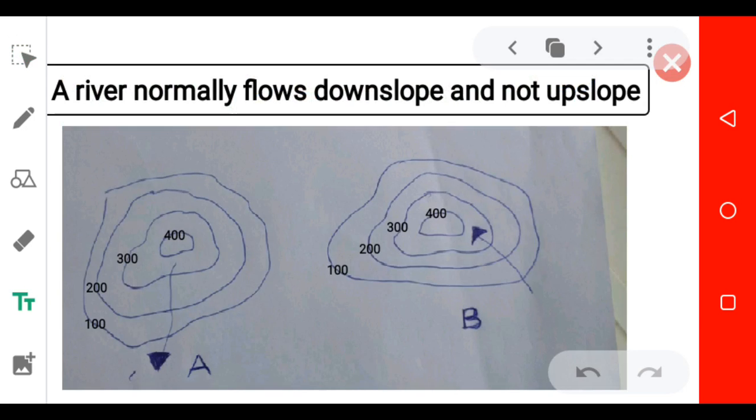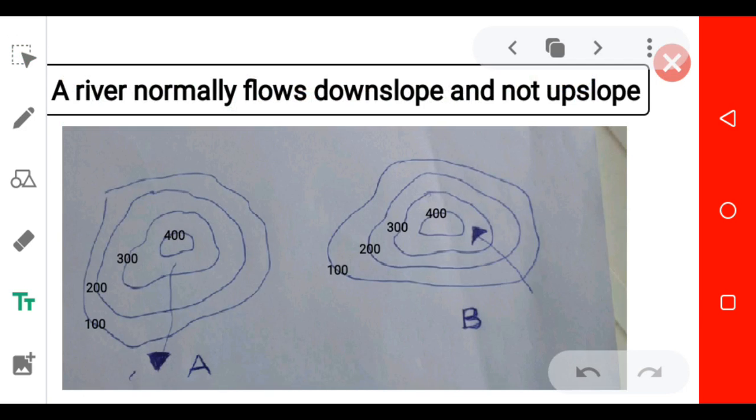Now, a river normally flows downslope and not upslope. If you want to know the direction of flow of a river, the values of the contours would give you a hint. Rivers can't flow upslope. Rather, they flow downslope.